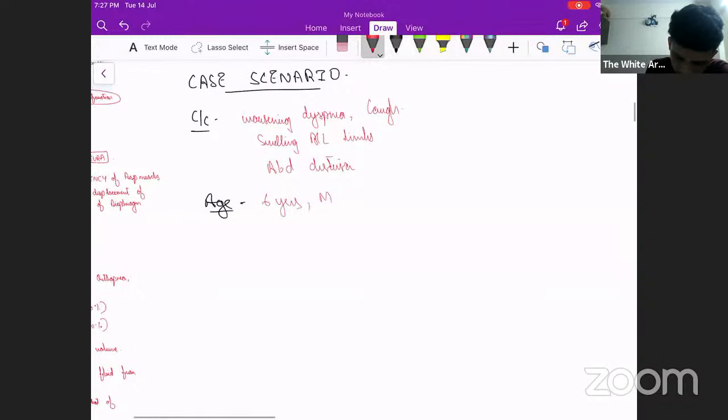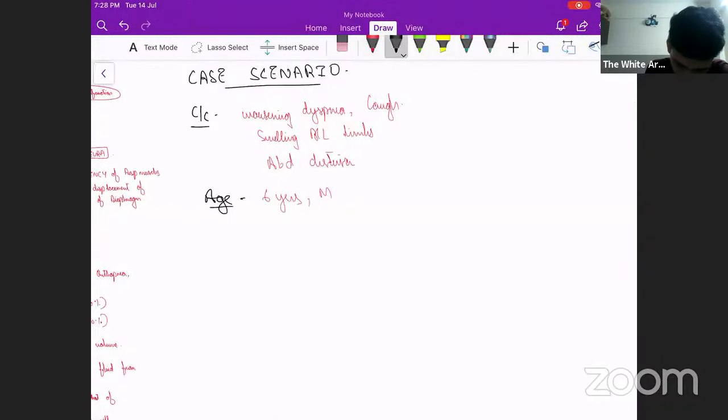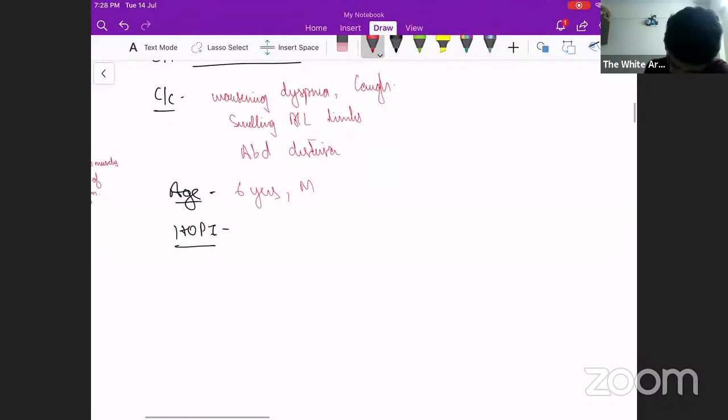Okay, 6 years, male. This is the chief complaint. So we'll elaborate on HOPI. So how do we take our HOPI? We'll elaborate each thing.